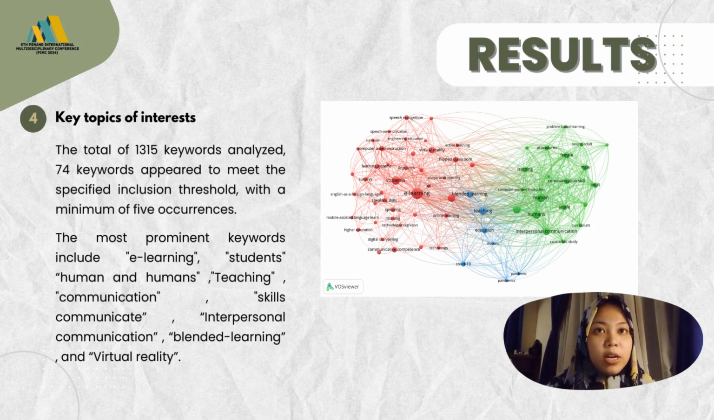And the last discussion about results is the key topics of interest. Of the total of 1,315 keywords analyzed, 74 keywords appeared to meet the specified inclusion threshold with a minimum of 5 occurrences. And then the most prominent keywords include e-learning, students, and humans, teaching, communications, skill communicate, interpersonal communication, blended learning, and virtual reality.